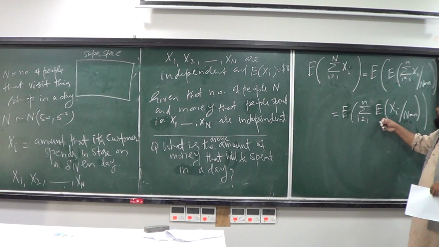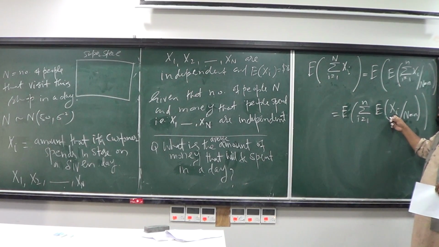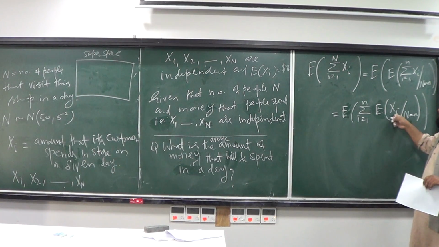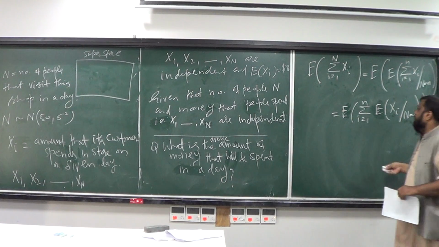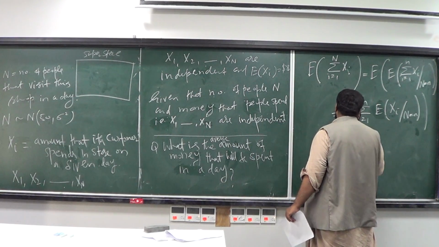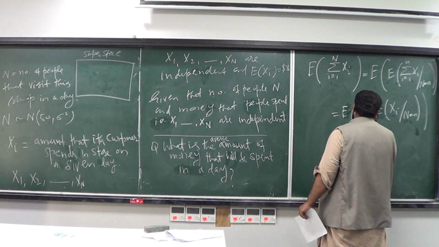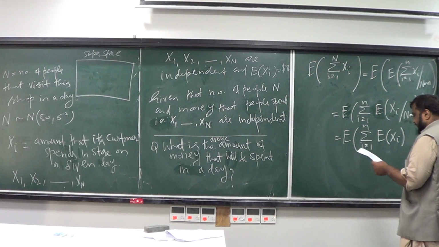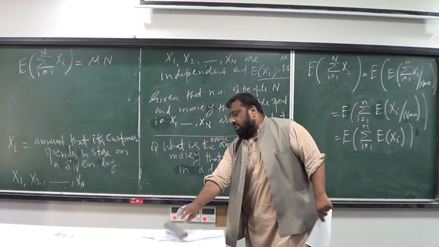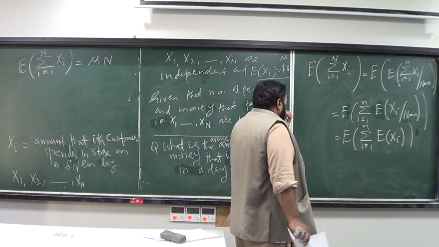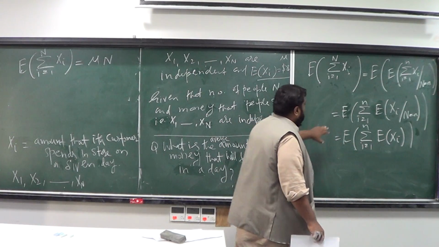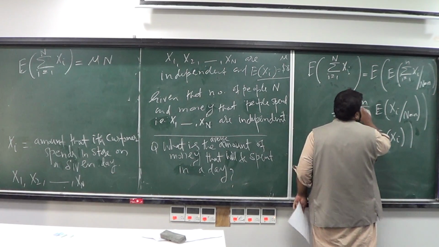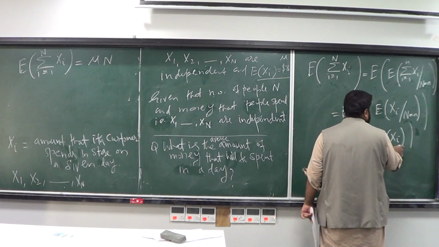So the expectation of the spending that will be done by the ith person, given that a total of n people have visited, since these two are independent, this expectation would be equal to the sum of i equal to 1 to n of expectation of Xi. This is what you're going to get. So this is the expectation of the sum for i equal to 1 to small n of expectation of Xi.